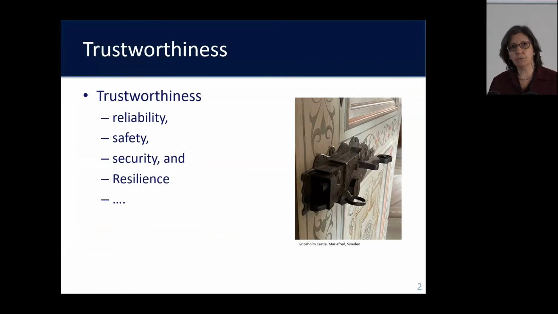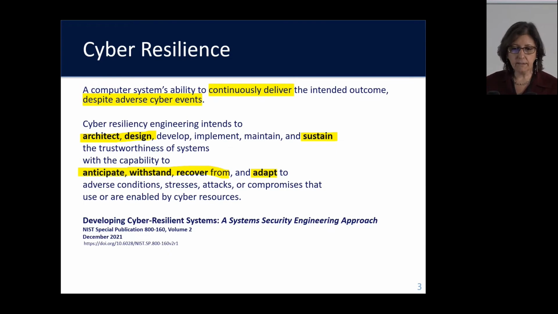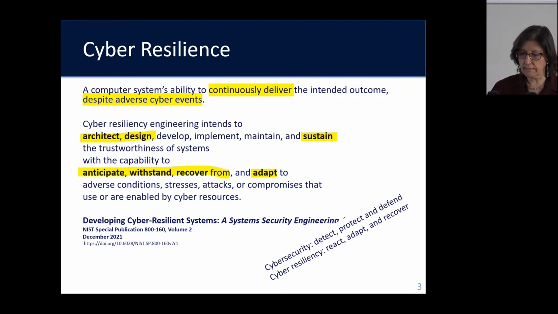Okay, we are all looking for trustworthiness, which includes reliability, safety, security, resilience, among others. And the definition of cyber resilience from this NIST report in December 2021 is a computer system's ability to continuously deliver the intended outcome despite adverse cyber events. And the main thing is that we need to architect, design, and develop and then sustain this trustworthiness of the system with the capability to anticipate, withstand, recover, and adapt when there is an attack.